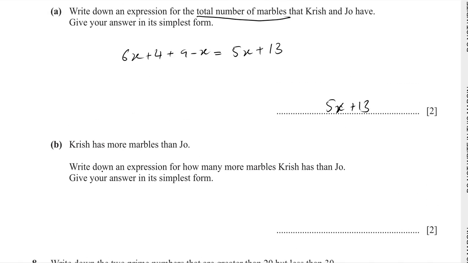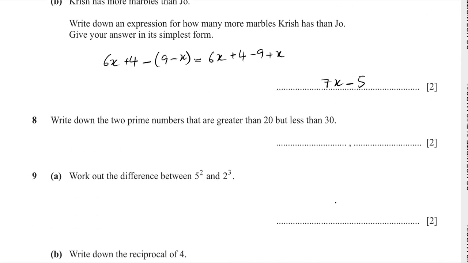Okay, next question we have is B. That says Chris has more marbles than Joe. Write down an expression for how many more marbles Chris has than Joe. Give your answer in simplest form. To do that, we just have to subtract: 6x plus 4 minus 9 minus x. Whenever you open the brackets, you have to remember to change the signs of the inner terms. So we get 6x plus 4 minus 9 plus x. That's going to be 7x. 6x plus x is 7x, minus 5. So that should be your correct answer.